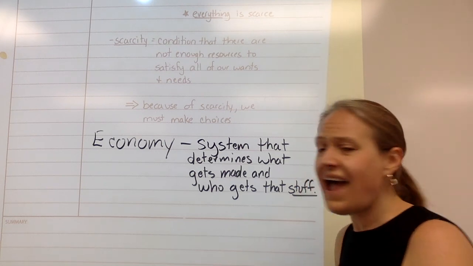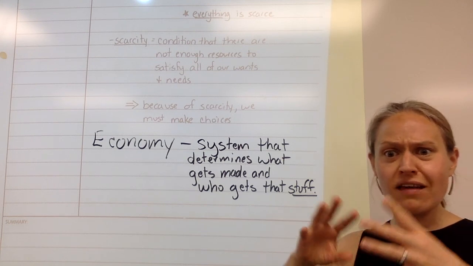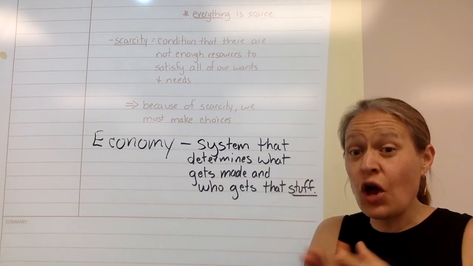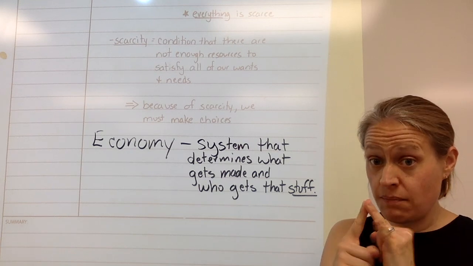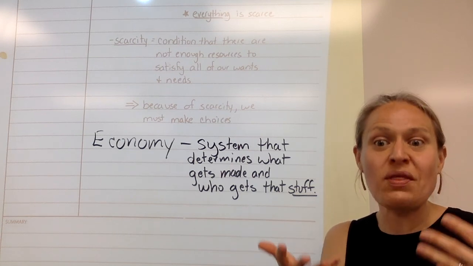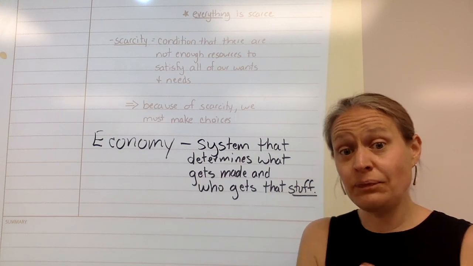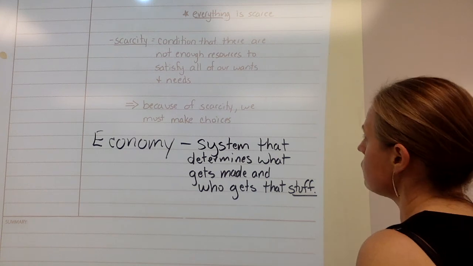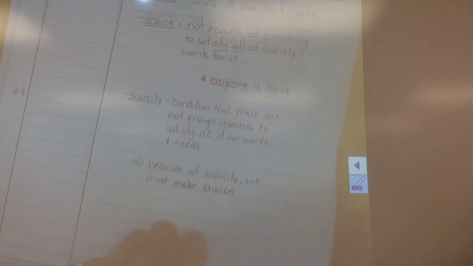All right, so we have this economy, a system that determines what gets made. So those are companies that decide to make things. And who gets that stuff? Well, in our economy, we decide who gets that stuff based off of whoever can buy it and wants to buy it. And if you can buy it, that means that you can afford it, that you have the money to buy it. And if you want to buy it, it means that you would like to have whatever it is. All right, so I need to erase this because it's on the whiteboard, but you're just writing that down, and then we're going to flip to page 2 of our notes.